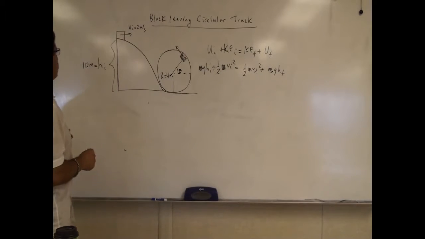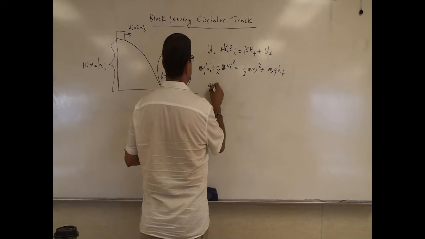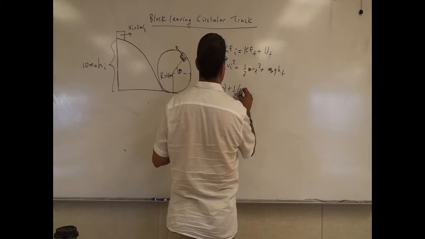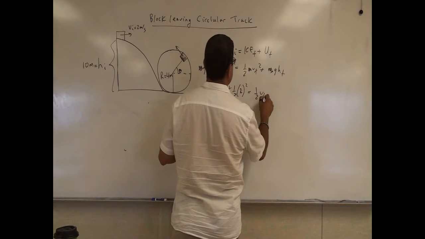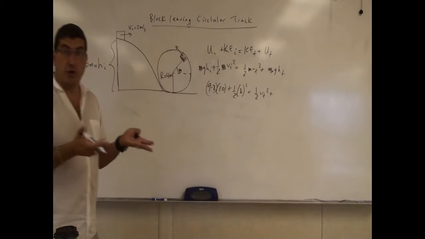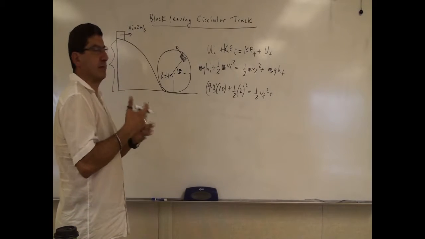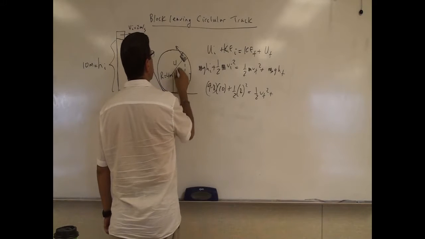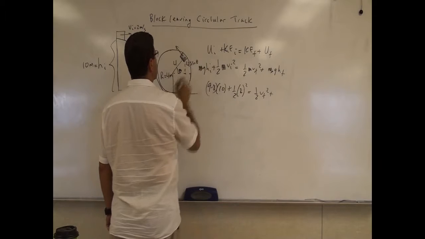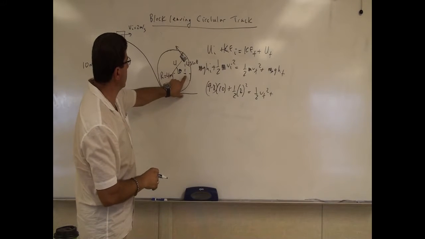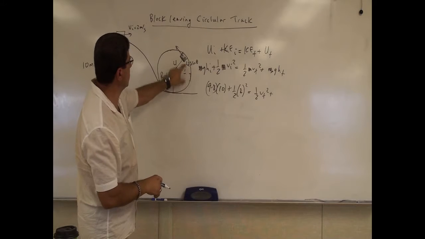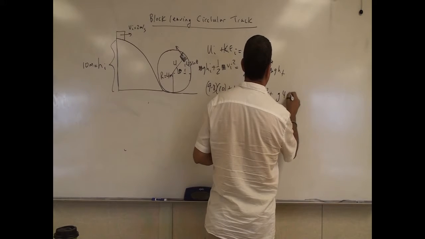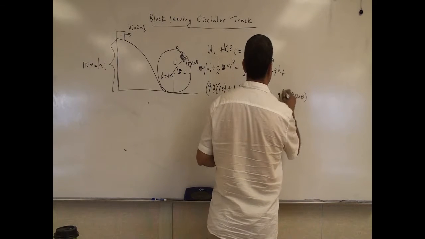So then we can put in all the numbers now. We can say 9.8 times 10 plus half times the initial velocity, 2, squared, equals half v final squared plus, we don't really know at what point it's leaving, so we have to come up with some kind of equation. The radius of the circle is 4 meters. So this height will be what? 4 sine of theta. So the final height is going to be the 4 meters, the radius of the circle, plus 4 sine of theta. So then it's going to be g times 4 plus 4 sine theta.